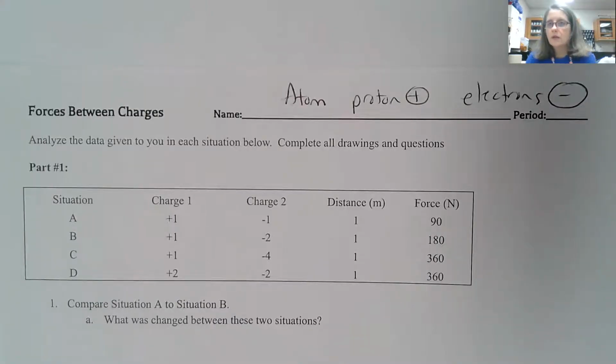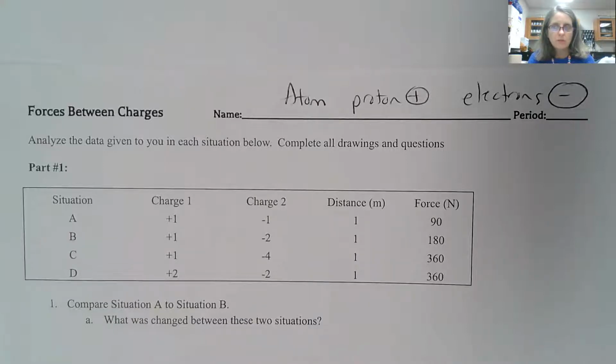So what this video is going to go over is a discussion on what we call forces between charges. And so this is leading up to a very important law that we're going to be developing here through a course of some data that we're going to be looking at.